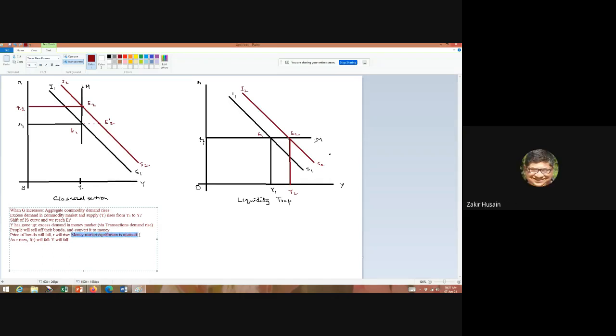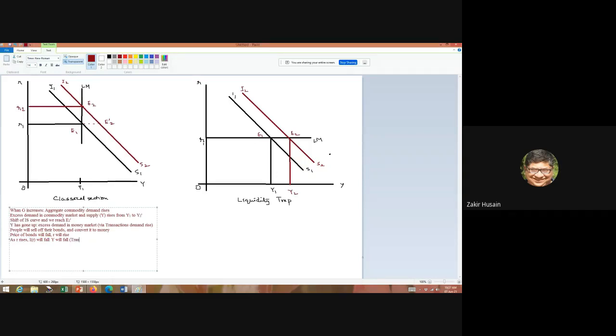I get this, but sir, the demand curve is horizontal. No, this part is wrong. Vertical, sir. Okay, yeah. So people will sell off the bonds and convert it to money. If they start selling off the bonds, the price of bonds will fall and the rate of interest will rise. Okay. If R rises, investment will fall and Y will fall.